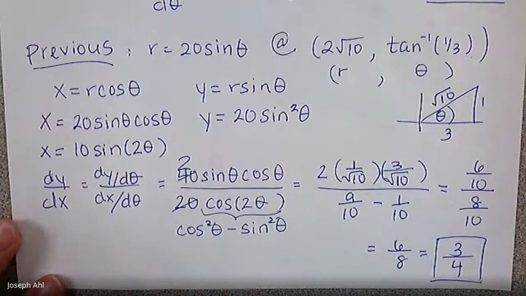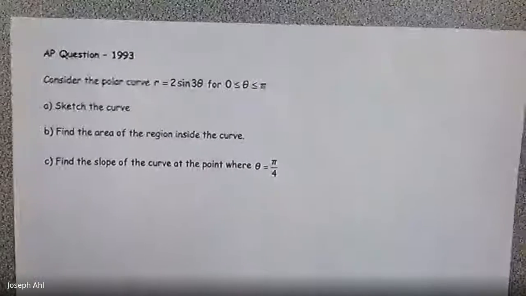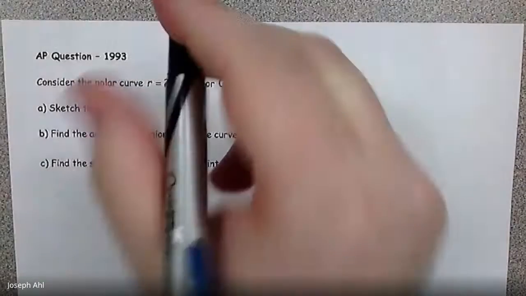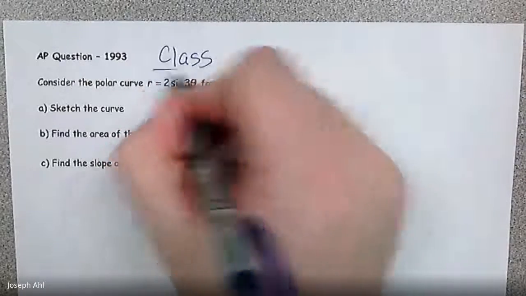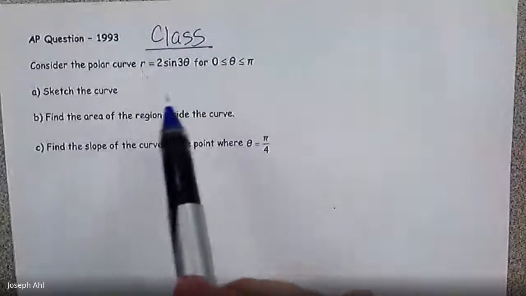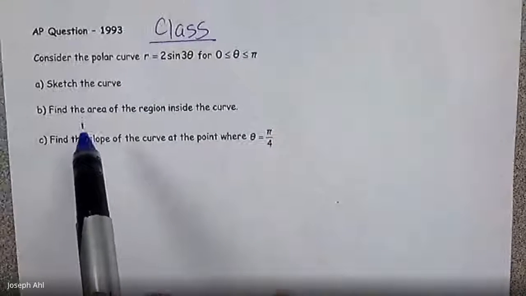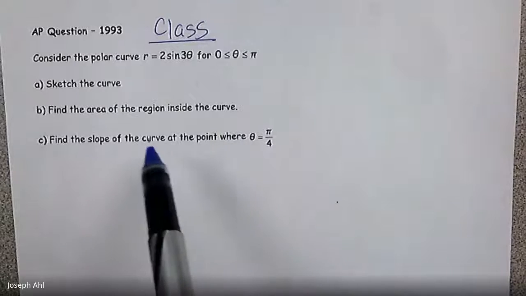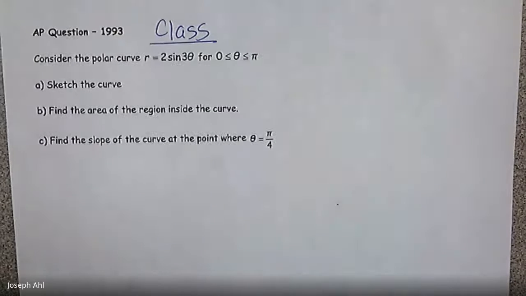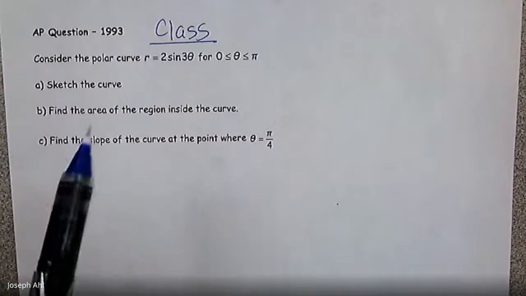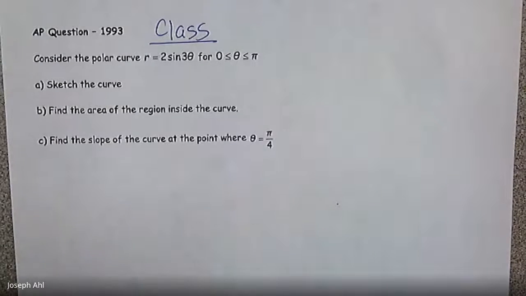The last question in the notes today, of course, I'll leave for practice because it is a good AP question from good old 1993. So we'll save this for class. But this is kind of a good assessment as to where you're at with polar. So given this polar curve, can you sketch it? Can you visualize what this looks like? Find the area of the region inside, and then find the slope of the curve at the point θ equals π/4. So if you can do all these pieces, these are the main components of what we've seen so far in our unit on polar. So we'll do that next time we're in class together.